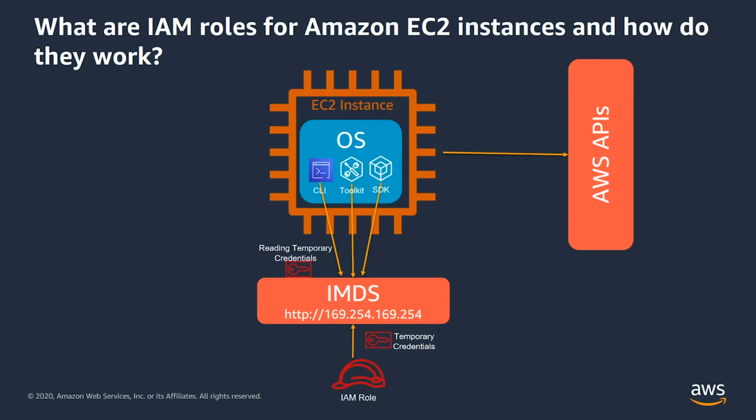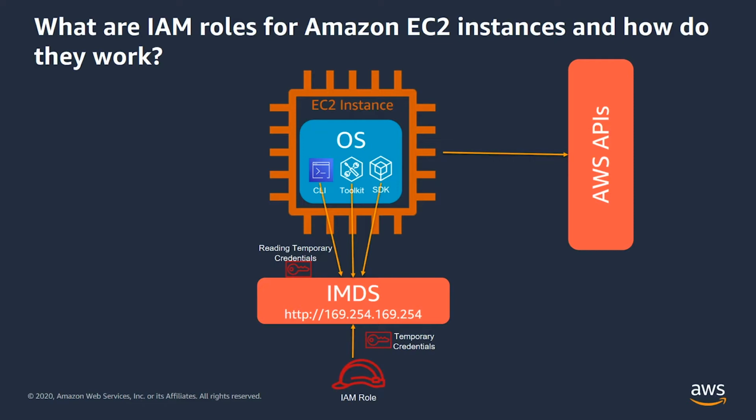IAM roles for EC2 instances provides you with an effective way to manage credentials for AWS software running on EC2 instances. With IAM roles, you can develop software and deploy it into an EC2 instance without having to otherwise manage the credentials that software is using. The way it works is when you create an IAM role with specific permissions and associate it with an EC2 instance, the system generates temporary credentials and makes the credentials accessible to the operating system that is running on EC2 instance through Instance Metadata Service, or IMDS.